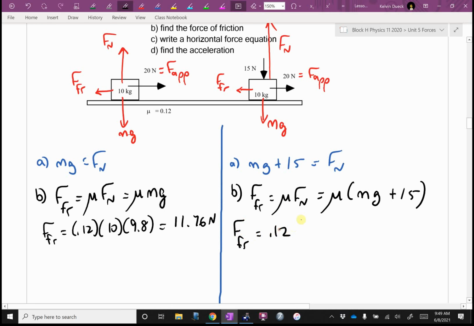0.12. M is 10. G is 9.8 plus 15. Do that one in your head. Oh, maybe I can. It's going to be 98 plus 15, which is 113 times 0.12. Yeah, I can do this. It's going to be 11.3 plus 2.26, which is 13.56. Yeah, that's correct. That was great.